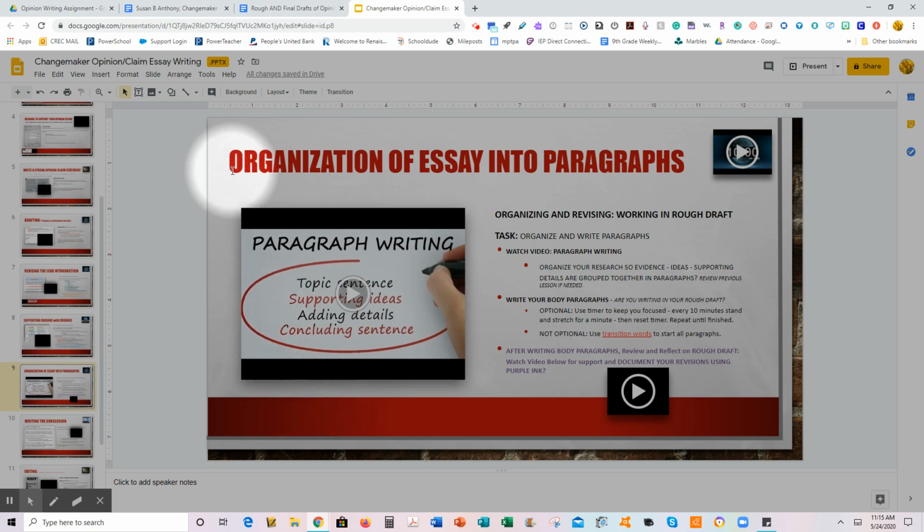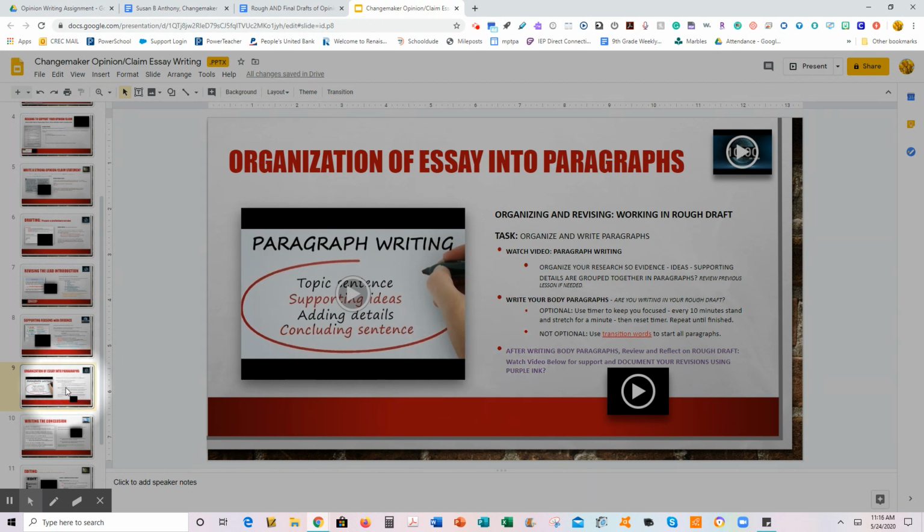Hi, everybody. We are working on the last phase here. After writing the paragraphs, I want you to look at your paragraphs and document your revisions using purple ink. Now, I'm just going to do a checklist first to make sure that you have done what you need to do before we even do this.